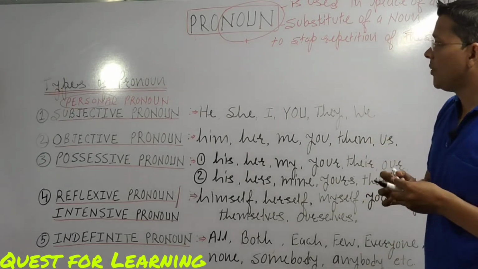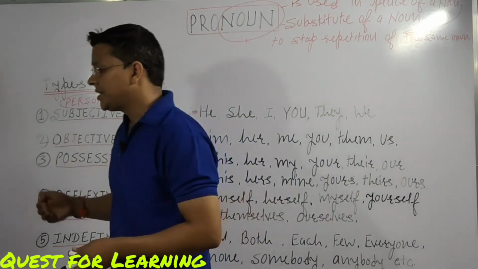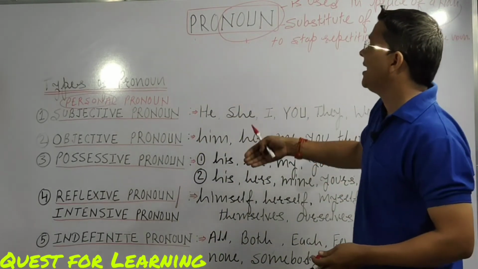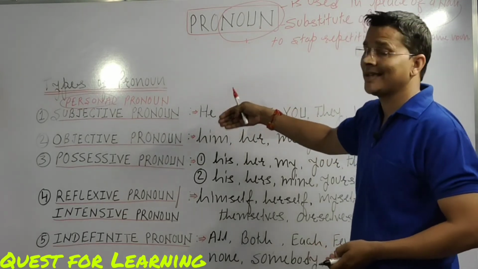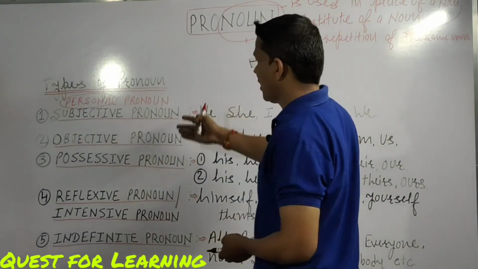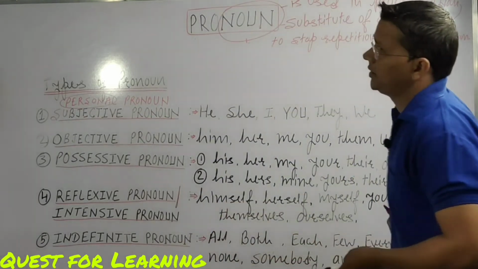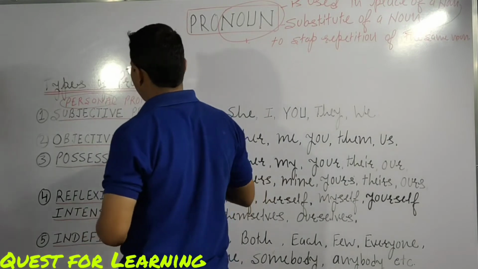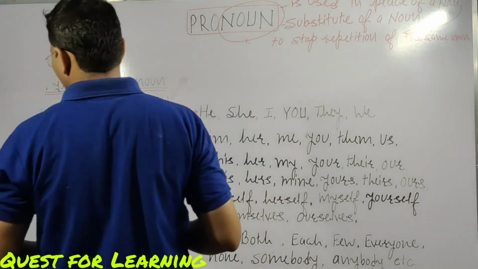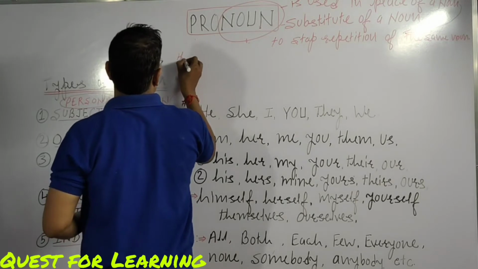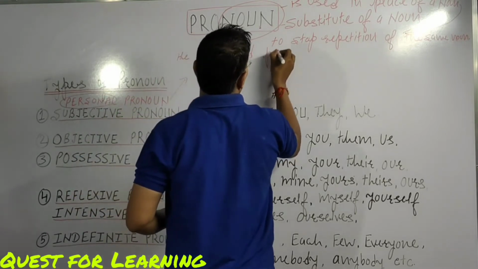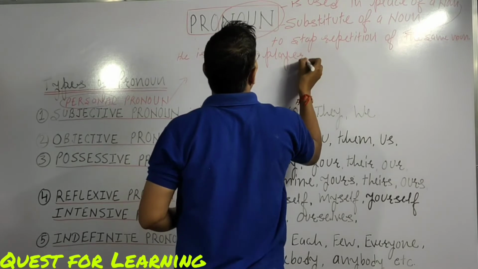Let's talk about these types of pronouns in detail. A subjective pronoun acts as the subject in a sentence. It is also known as a personal pronoun. Let me write some examples. If I say, he is a good player.